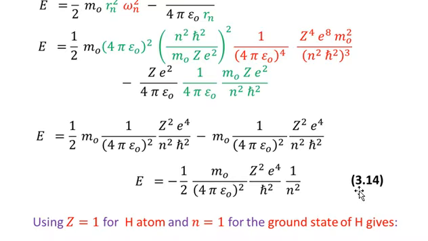Then of course 3.14 gives you the final result of the binding energy for an electron in a hydrogen-like atom. So this capital E on the left-hand side is actually the binding energy of the electron in a hydrogen-like atom, which is equal to minus half times m naught over 4 pi epsilon naught, the whole raised to power 2, times the term Z square e to the power 4 over h bar square, and then we have 1 over n square.